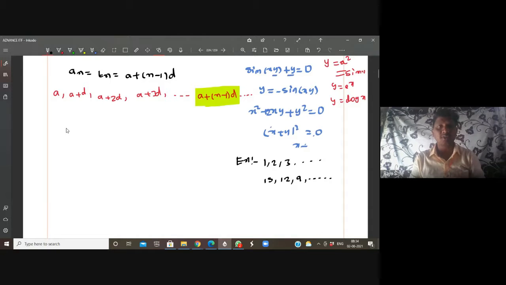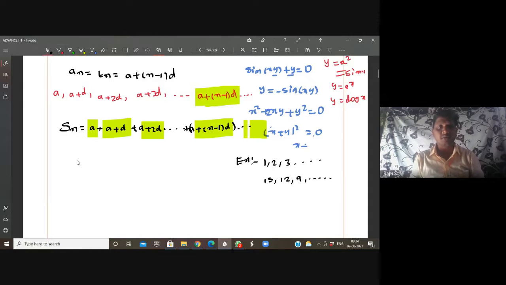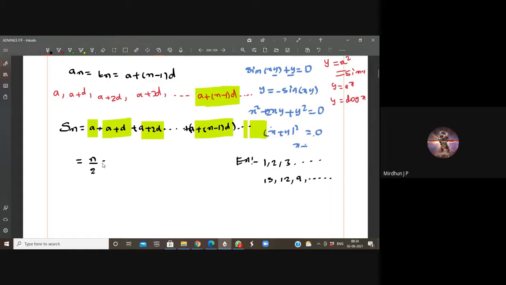Now, what about the sum of n terms? Sn is equal to a1 plus a2 plus a3 and so on, or a plus a plus d, a plus 2d, up to a plus n minus 1 into d. Here, first term, second term, third term, up to the nth term. The sum of this is given by the formula n by 2 into 2a plus n minus 1 into d, or n by 2 into a plus l.